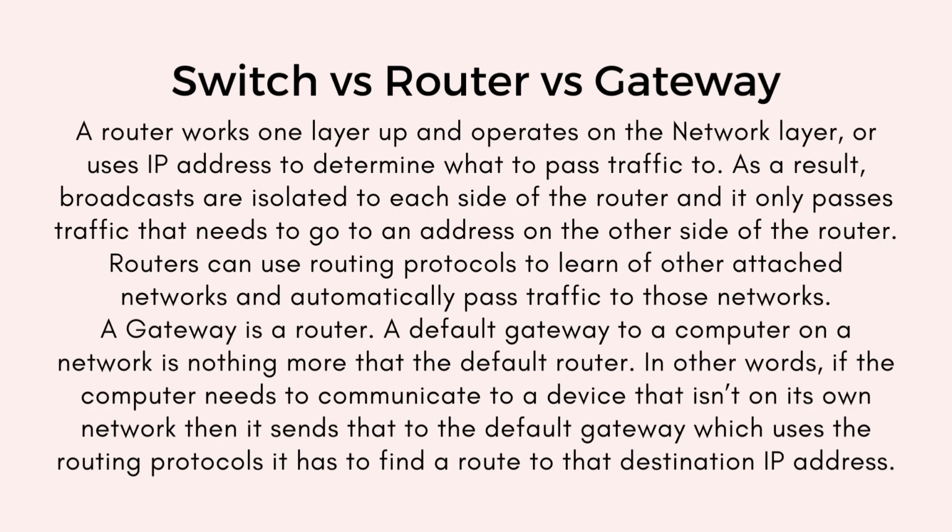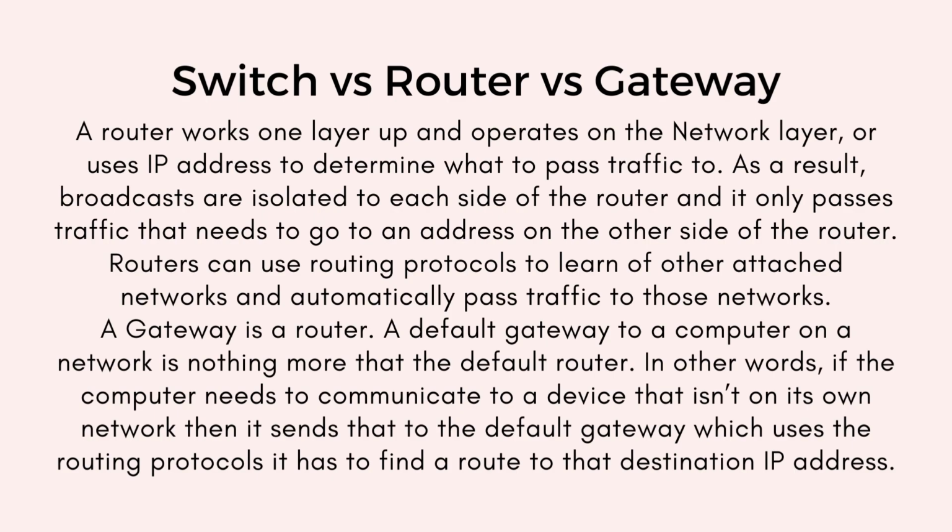As a result, broadcasts are isolated to each side of the router, and it only passes traffic that needs to go to an address on the other side of the router. Routers can use routing protocols to learn of other attached networks and automatically pass traffic to those networks.